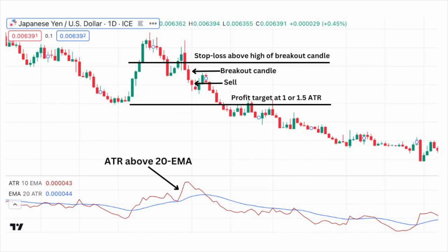Now this example was one of a buy trade, but the same principles would apply to a sell trade. So you would also wait for the ATR to move above the 20 EMA, even though it's a downtrend. The only difference is that you'll need a bearish breakout candle for a sell trade, and you will place your take profit below your entry price and your stop loss above your entry.